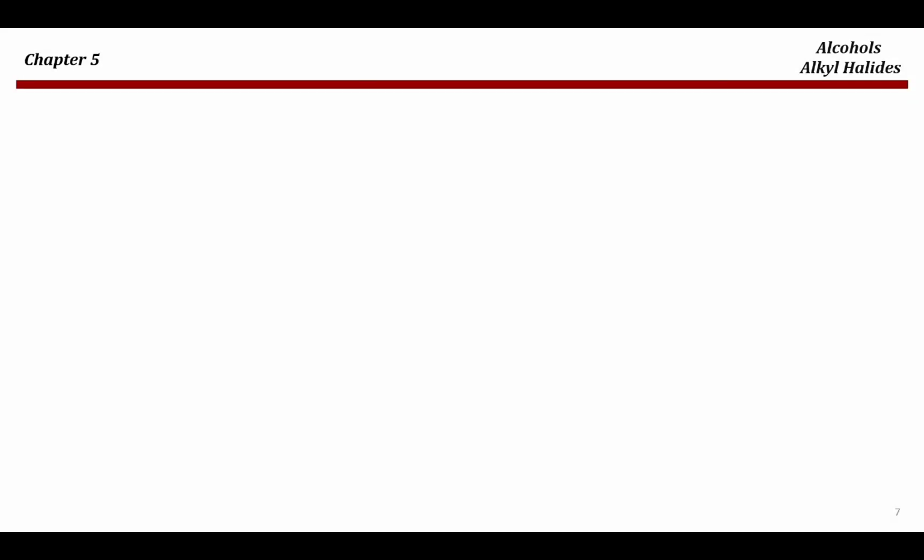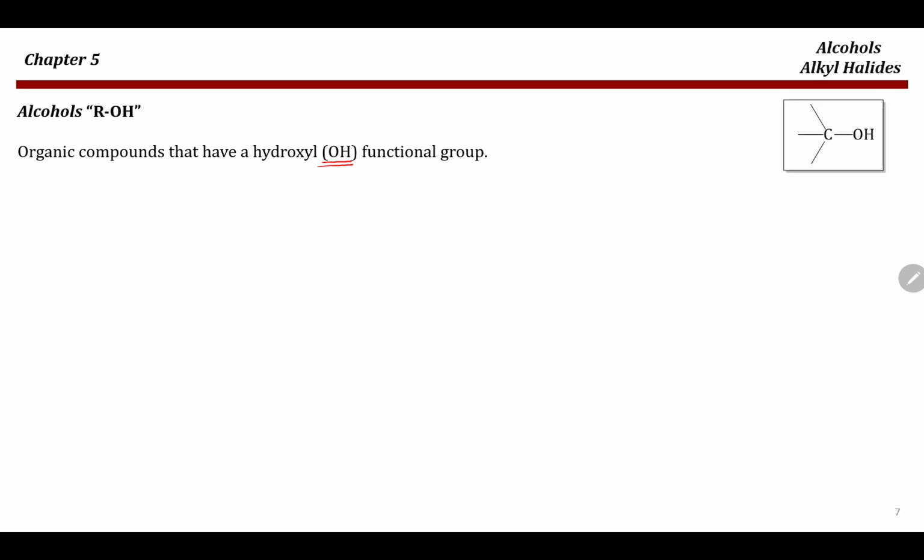Hi, in this video I will explain the rules for naming alcohols. Alcohols are organic compounds that have a hydroxyl functional group. The hydroxyl or hydroxy functional group is the OH group. So whenever we have a carbon-OH bond, this indicates that the compound belongs to the family of alcohols.